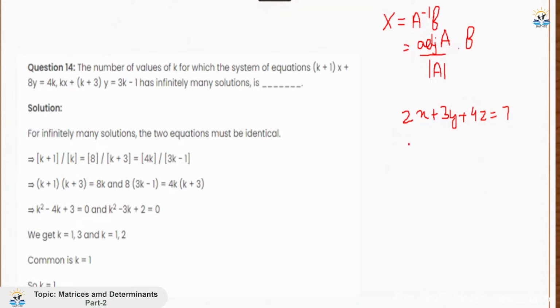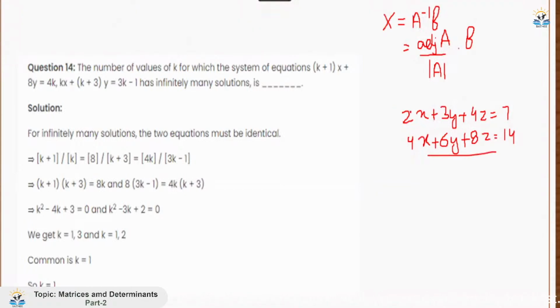Let's say one equation is this, then the second equation would be something like this: 4x plus 6y plus 8z equal to 14. Basically, both my equations are the same, just this equation is a multiple of this equation. If you multiply this equation by 2, you will get this equation.